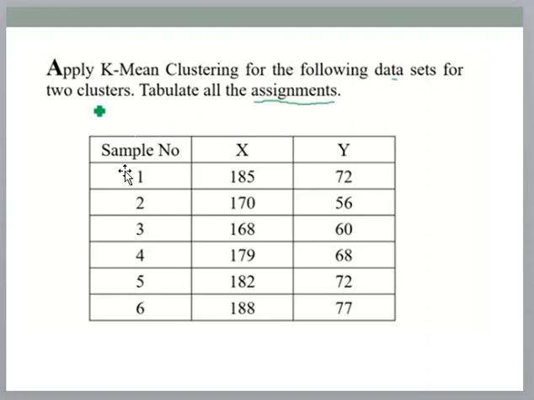This is our sample number 1, which has an x value of 185 and a y value of 72. Each sample of our data set has an x value and a y value, and all these x and y values are arranged in a tabular format like here. On this data set, we want to apply the k-means clustering algorithm so that we can make groups of these different samples.